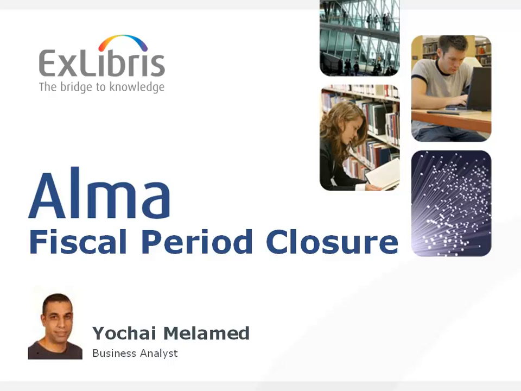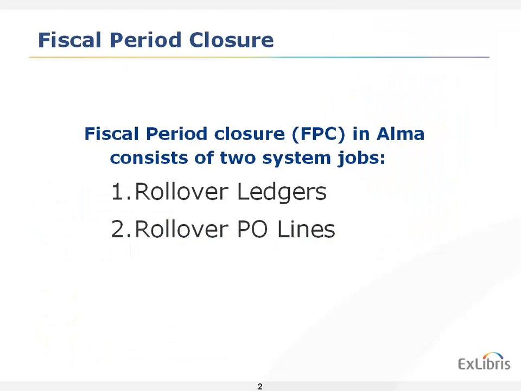Hello, we will discuss the Alma fiscal period closure process, which is a process of closing a fiscal period and moving to the next fiscal period. The process in Alma is built out of two main processes. One of them is the rollover ledger, and the second one is the rollover PO line.